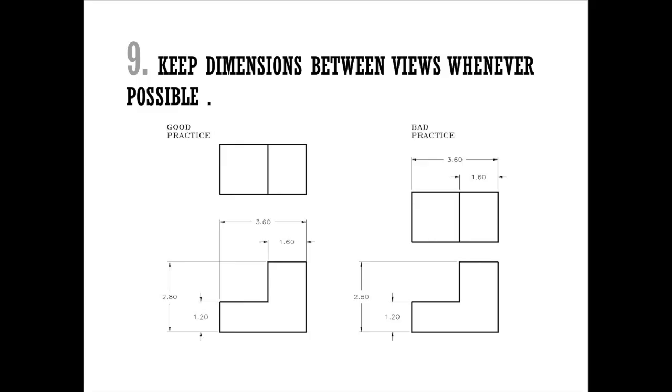Rule number 9, keep dimensions between views whenever possible. We typically have been giving a 1-inch space between our views, however this will increase as you have more details and need to give more dimensions. So between these two views, we have 1.6 and 3.6. It's between the top view and the front view. Instead of giving it like this, where this information is harder to track across the different views.